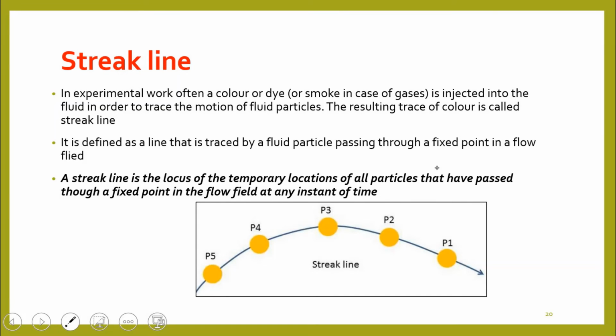Now coming to streak line, in order to find out the motion of the fluid particle in experimental work, we use color or a dye, or smoke in case of gases, which will be injected into the fluid in order to trace the motion of fluid particles. And the resulting trace of the color is called streak line. A streak line can be defined as the line that is traced by the fluid particles passing through a fixed point in a flow field. The streak line is the locus of the temporary location of all particles that have passed through a fixed point in a flow field at any instant of time.